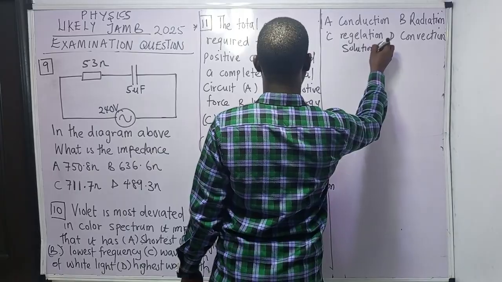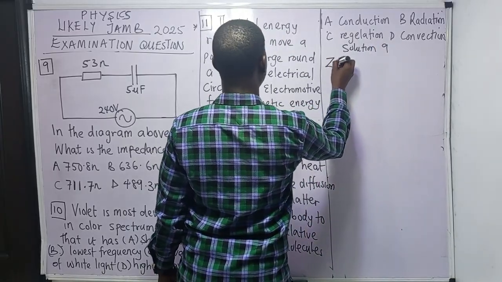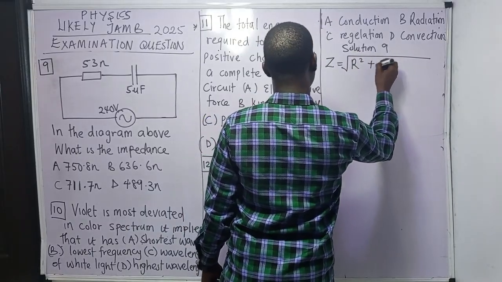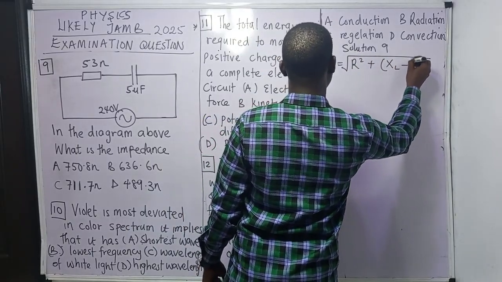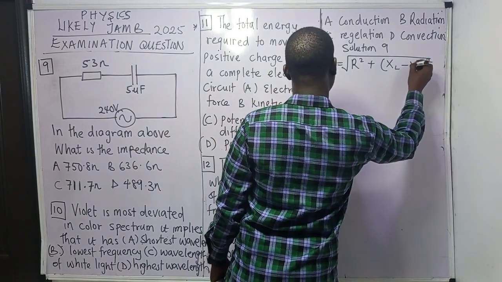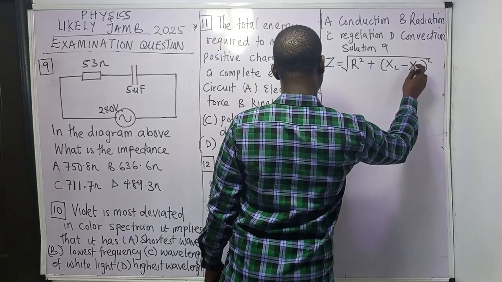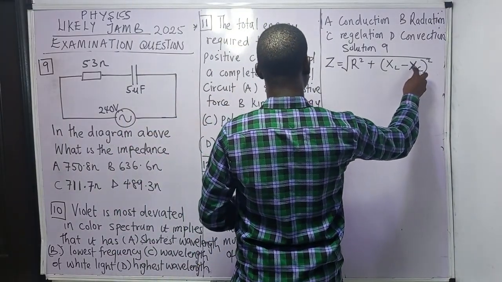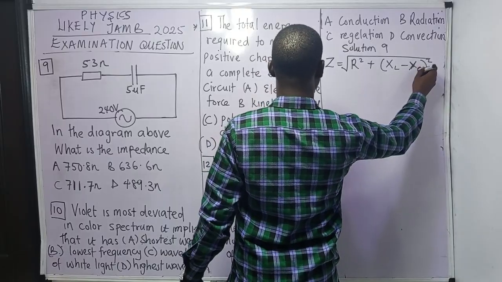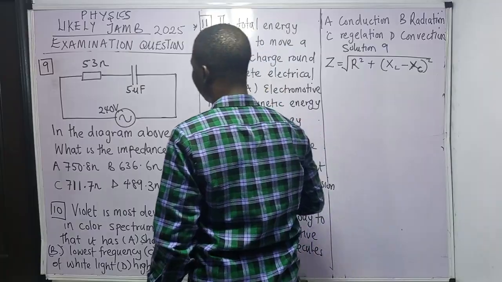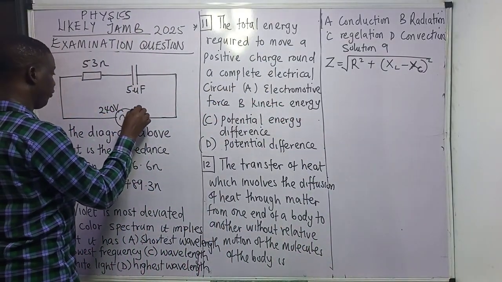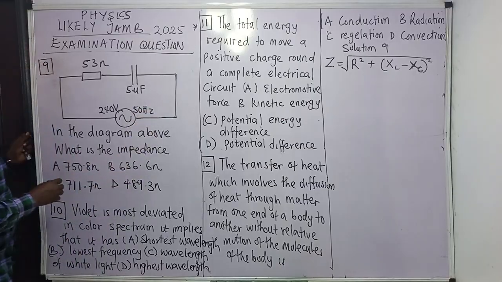Solution: Z is equal to the square root of R squared plus (XL minus XC) all squared. But in this question, don't forget that anytime XL equals XC, resonance occurs. They also give us 50 Hz as the frequency.